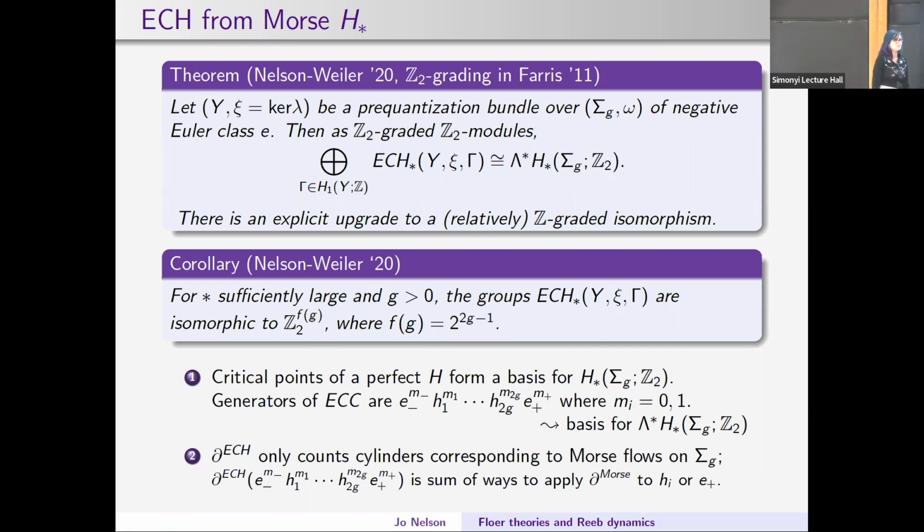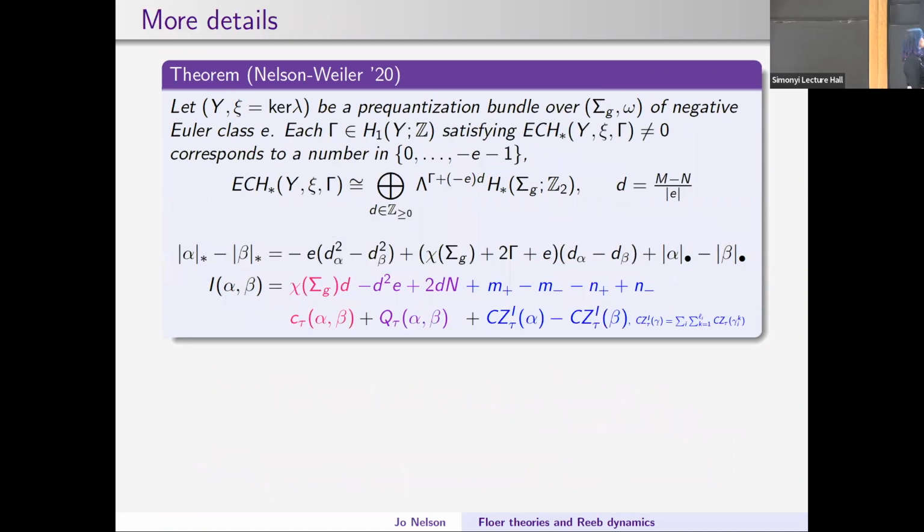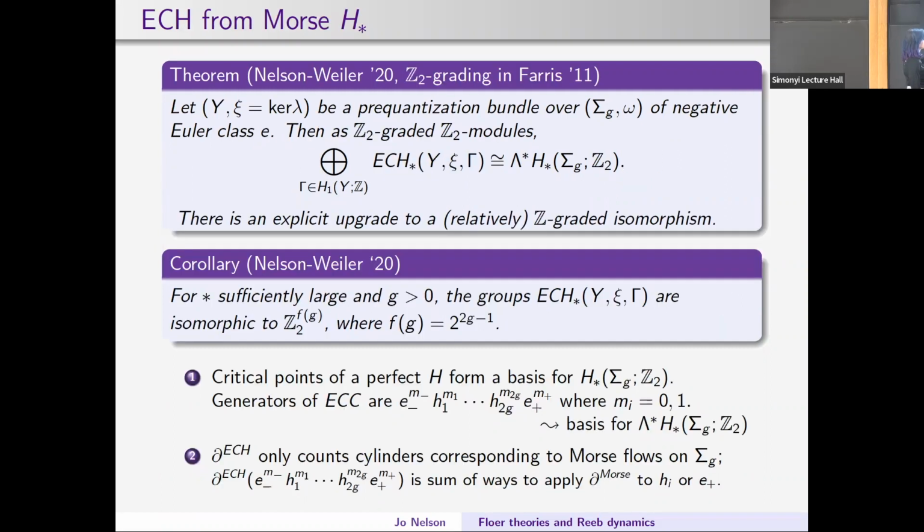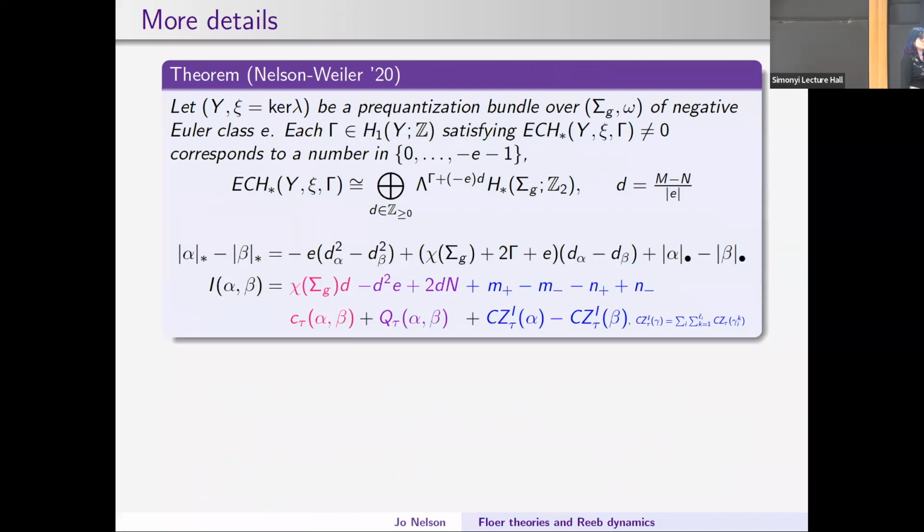Joe, did you try to do it over Z as well? This is the best you can do over Z. So you mean like Z coefficients? Yeah. No, we didn't want to think about orientations. And it wasn't clear that you get anything more by thinking about orientations.